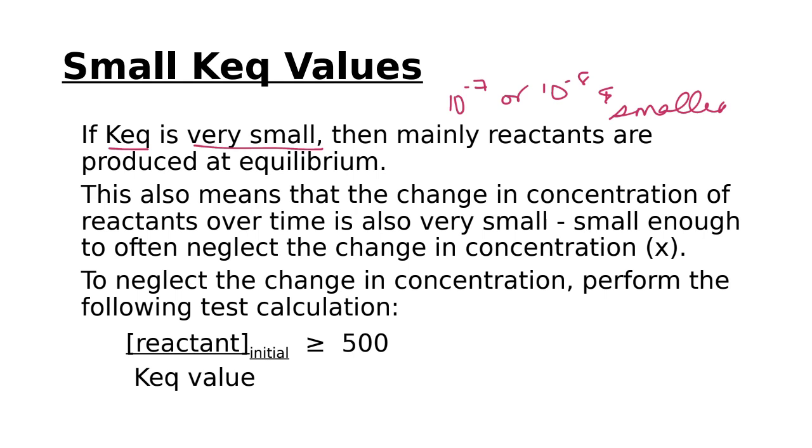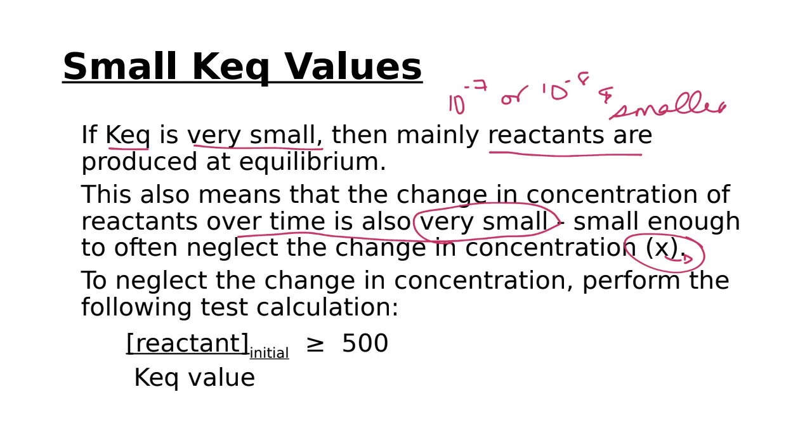The reason that you can do this is because if that K value is so small, we know that mostly reactants are going to be present at equilibrium. So if mostly reactants are present at equilibrium, then they're really not going to change in concentration very much. If they do change, it's going to be a very, very small amount. Maybe it's so small that when you decrease the initial concentration by X, that X term is not even going to impact the initial concentration, and you can actually neglect it.